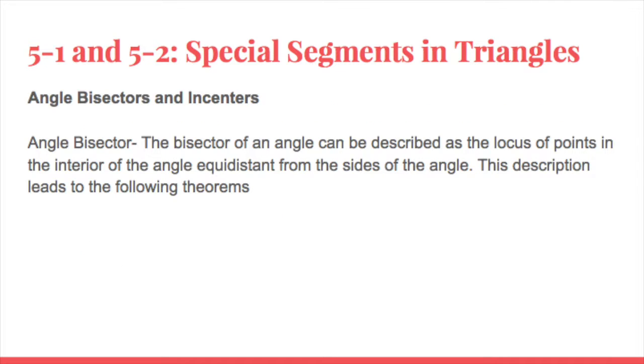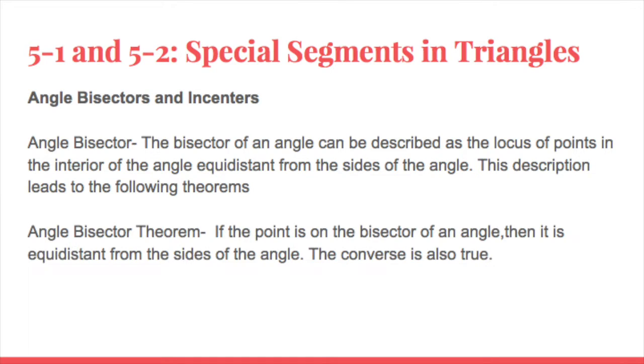Angle bisectors and incenters. The angle bisector is a bisector of an angle that can be described as a locus of points in the interior of the angle equidistant from the sides of the angle. This description leads to the following theorems. The angle bisector theorem is if a point is on the bisector of an angle, then it is equidistant from the sides of the angle. The converse is also true.